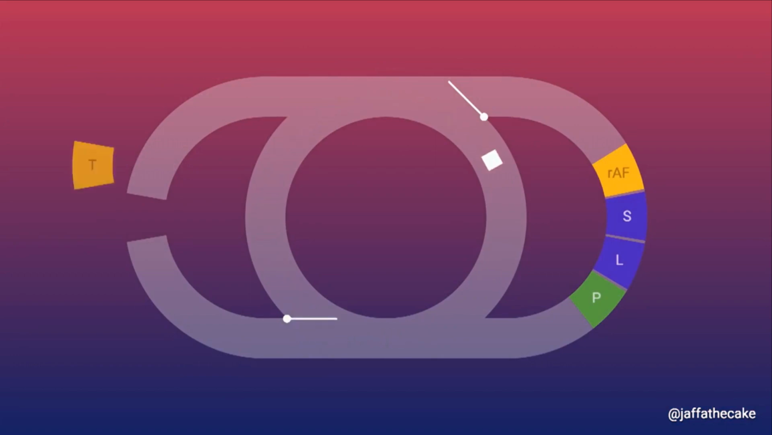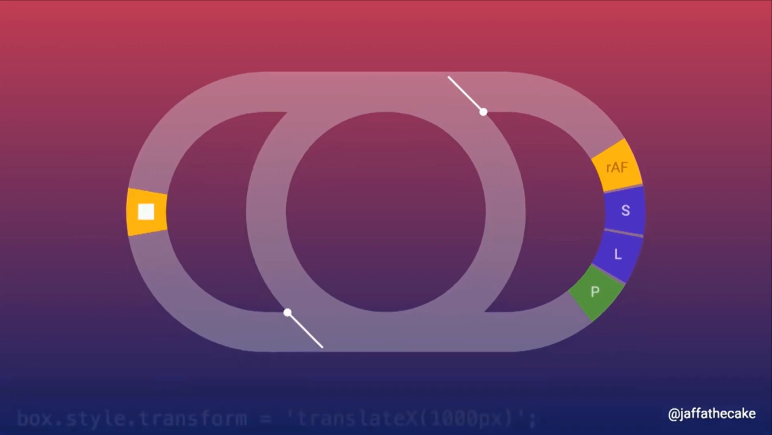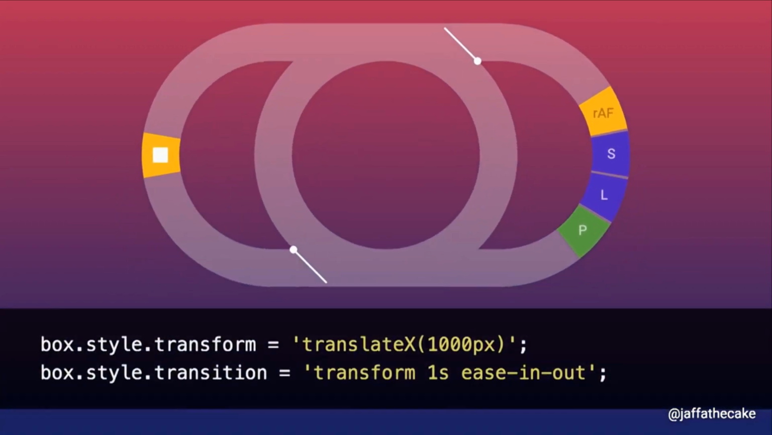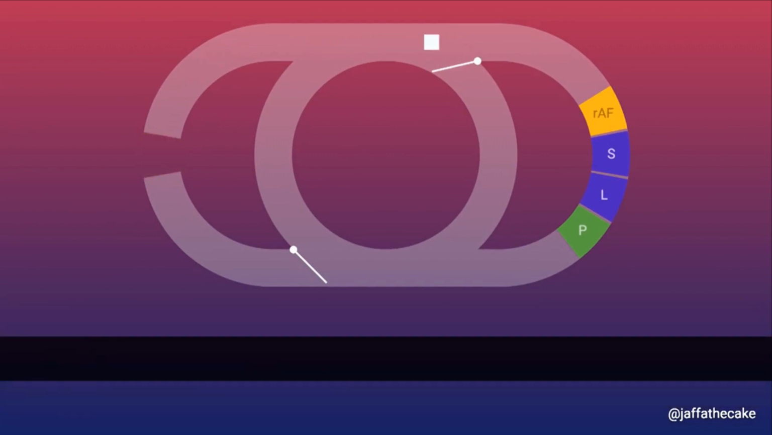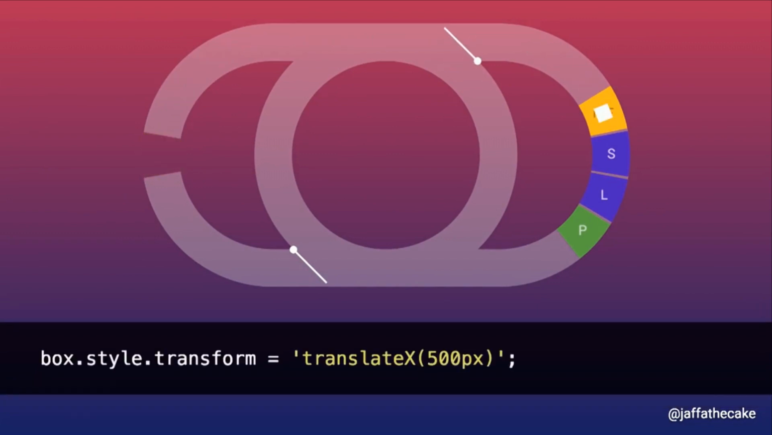The user clicks on a button, and that's a task. So we come around to here, and this is where we set the initial transform and the transition. Fine. We queue an animation frame, and we go around. And this is where we set the destination, the final transform value.